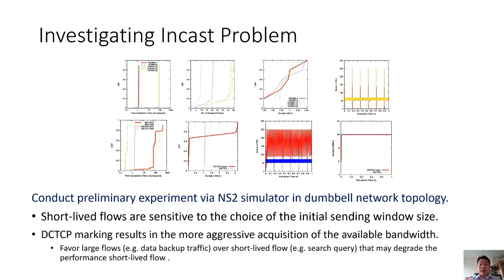Another thing that we see is that, because of the way the DC-TCP marking is designed, DC-TCP is aggressive in acquiring the available bandwidth. It means that DC-TCP favors large flows over short-lived flows. An example of a large flow is data backup traffic.